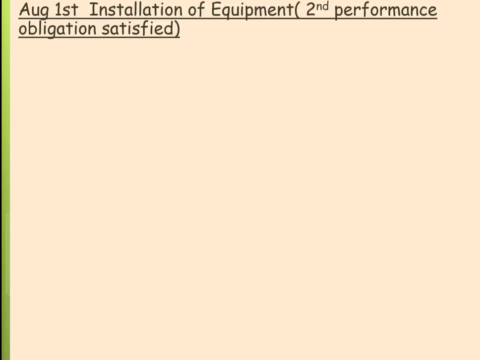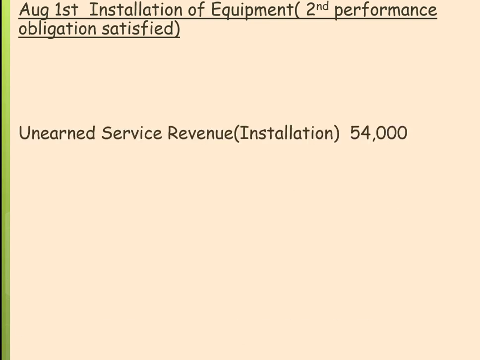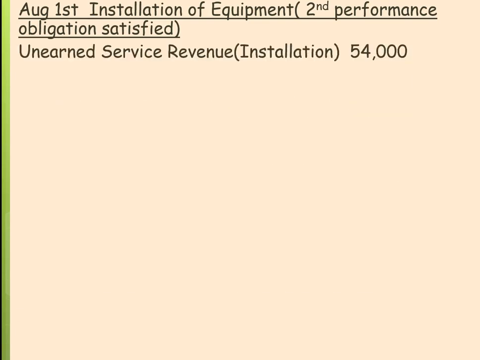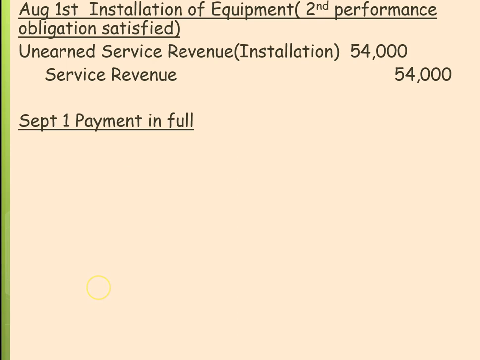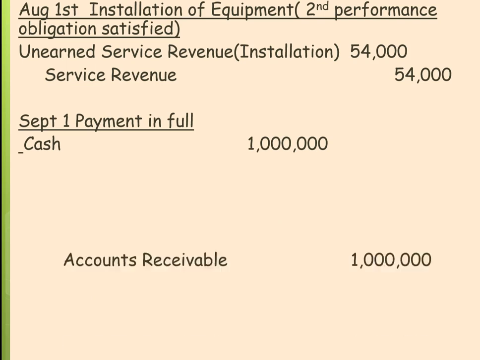Next, on August 1st, we're going to do the installation of the equipment. That's our second performance obligation. So we're going to take it out of unearned service revenue and record it as service revenue. Now we have our September 1st payment in full. We have cash and we have accounts receivable.